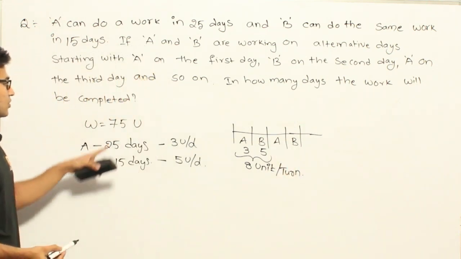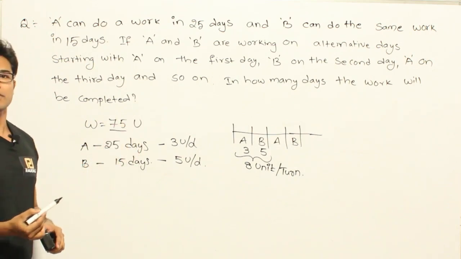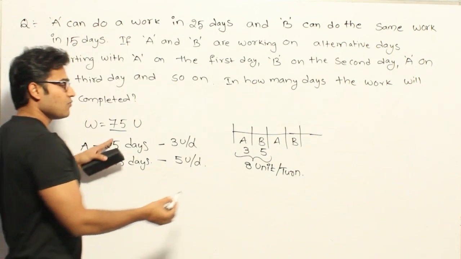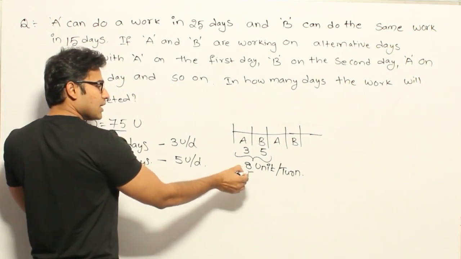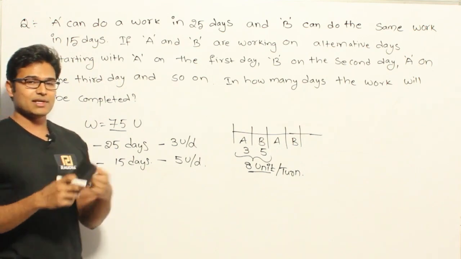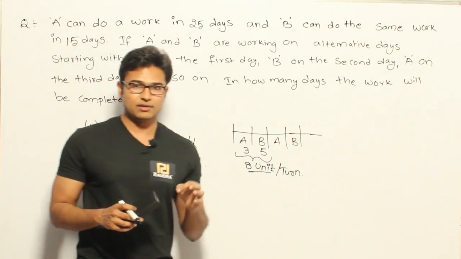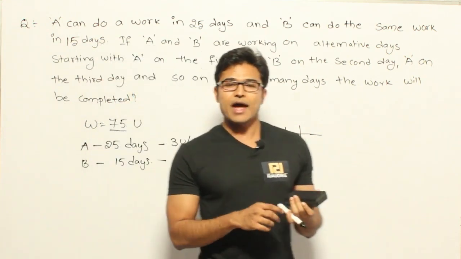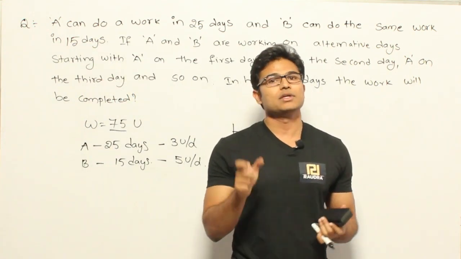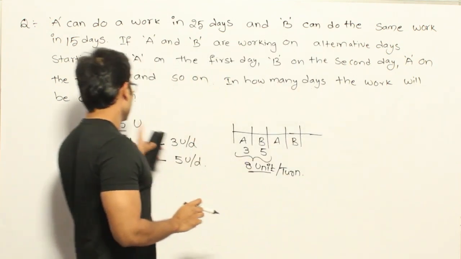So what is the total amount of work we imagined? 75 units of work, right? So in one turn, if you are able to finish 8 units, if you try to divide 75 by 8, it is not exactly a multiple. In all the examples we have seen till now, the total work happened to be a multiple of the turn's work, isn't it? But then here it is not a multiple.